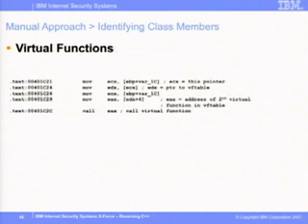Now, here's an example of a virtual function call. Okay, the pointer in the virtual function table pointer field of ECX is put inside EDX, and 4 is added to EDX, and that indicates the address of the second virtual function. Then there's a call to EAX.